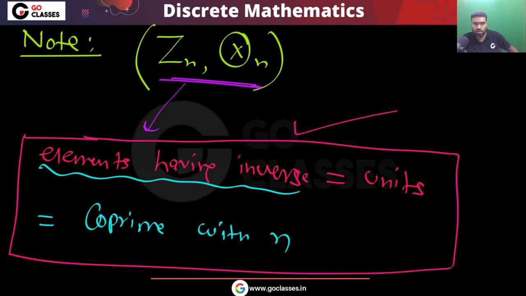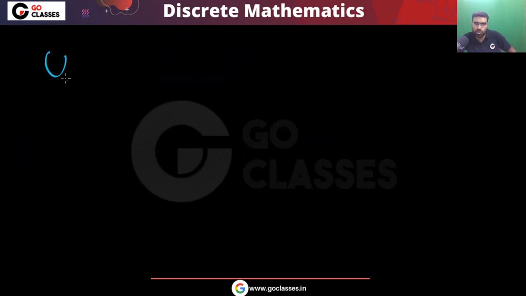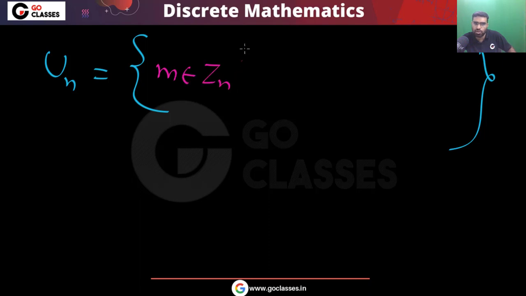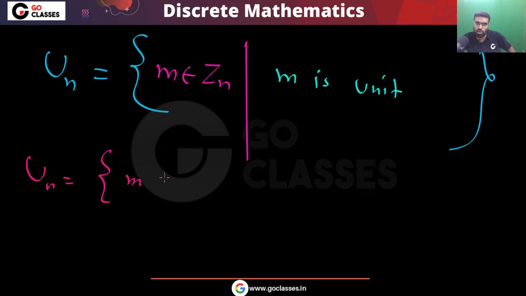Now, if you collect all the units, what is Un? Remember, Un means in this Un you have all the elements of Zn which are units. Or I can say that in this you have all the elements of Zn which are co-prime with n.